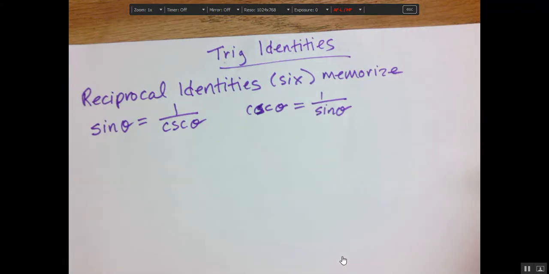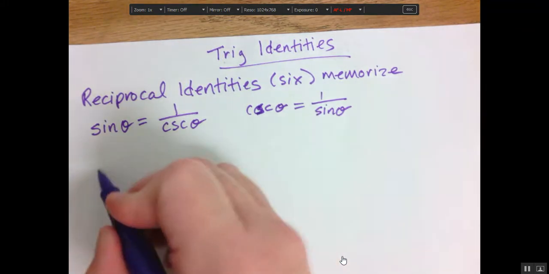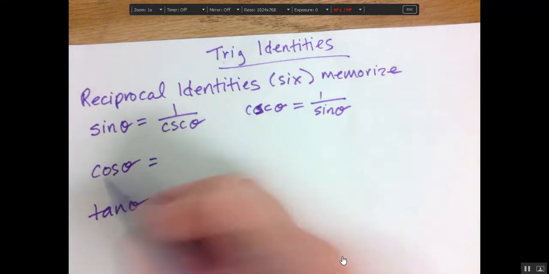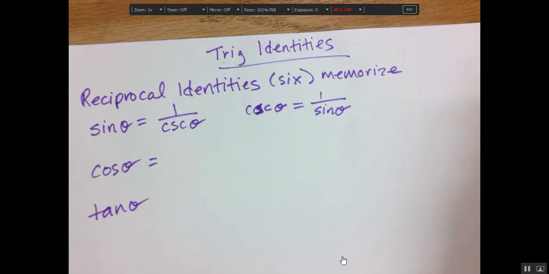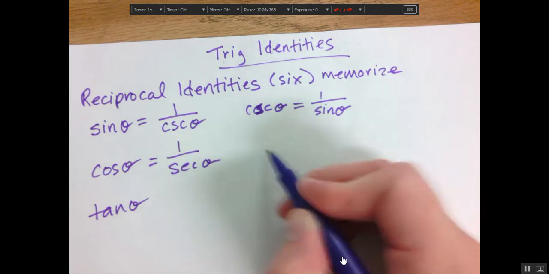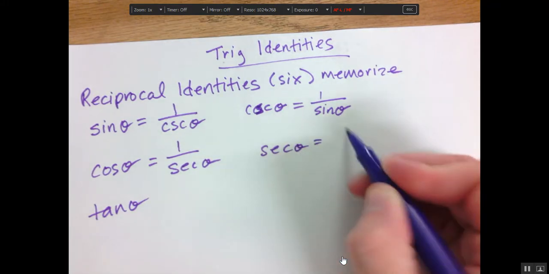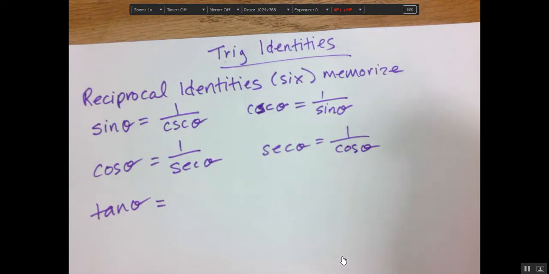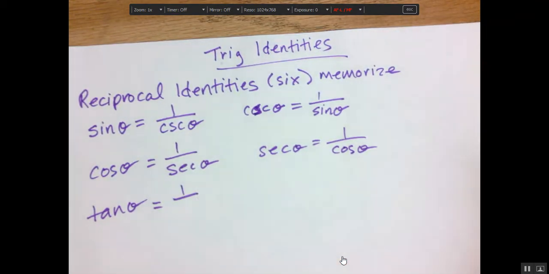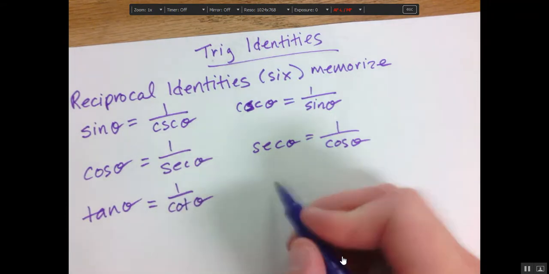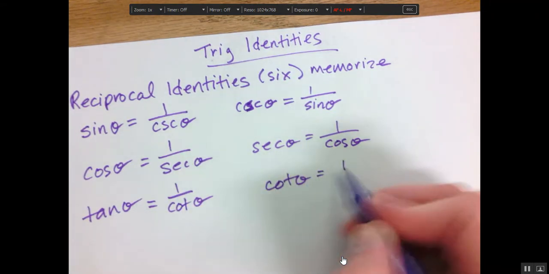Okay, so if you think you know the other ones without me, go ahead and fill those in. Cos theta, tan theta. Cosine's the reciprocal of which one? 1 over secant theta. And so secant theta is 1 over cosine theta. All right, tangent is 1 over, what's the reciprocal? Cotangent, good. And then cotangent is 1 over tangent.